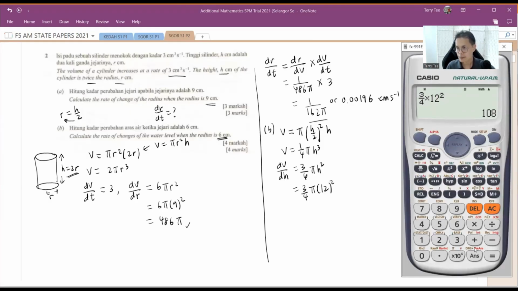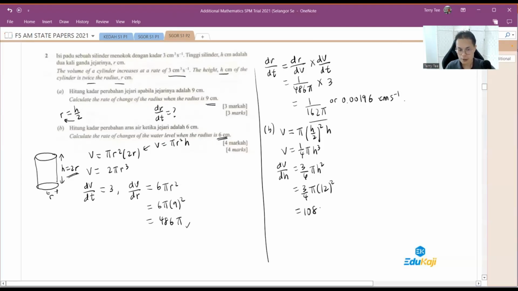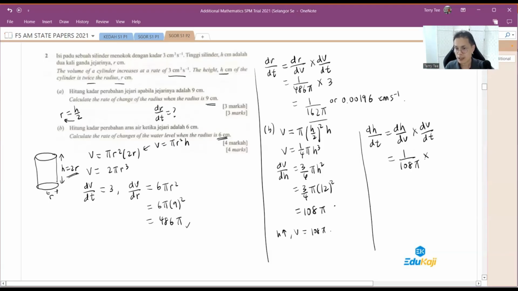I should get 108 pi. Okay, we're not done yet because we're finding what? We're finding dH/dt. And again, we can say it's dH/dV times dV/dt. Your dV/dt remains unchanged, but your dH/dV is now 1 over 108 pi. Remember, dV/dH means when your H increases by 1 unit, your volume increases by 108 pi units. So this is the other way around. When your volume increases by 1 unit, your height increases by 1 over 108 pi units. And as we multiply with your dV/dt, which is 3, you can simplify this to 1 over 36 pi.